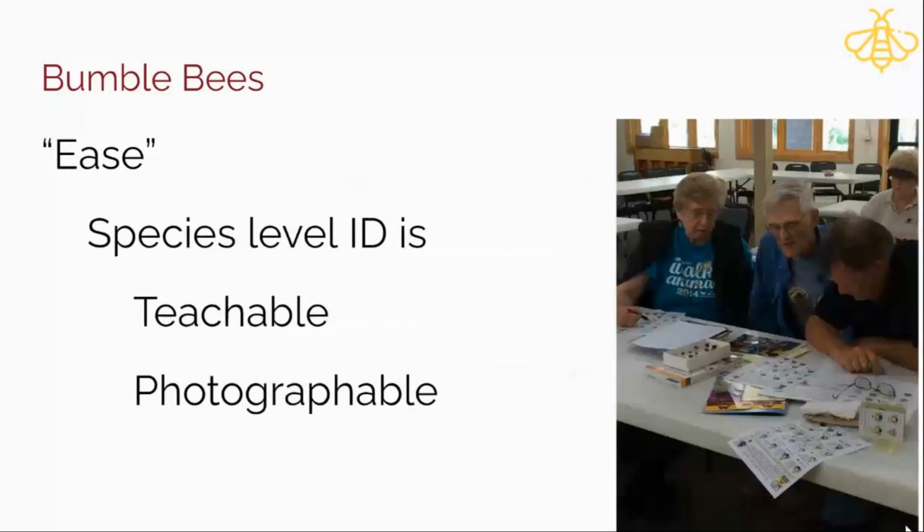There are things that make bumblebees a more obvious choice for public participation, especially with non-lethal methods. One is that species-level ID for at least a subset of species is teachable. It depends on where you are regionally, but in Minnesota, we're lucky that a lot of our common species are teachable. With a 3 or 4 hour workshop, people can learn how to tell apart the common species that will make up 80 to 90% of the bees they're going to see out there. They're also, due to their size, more easily photographable.